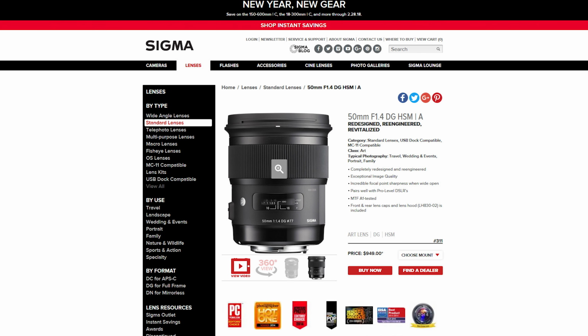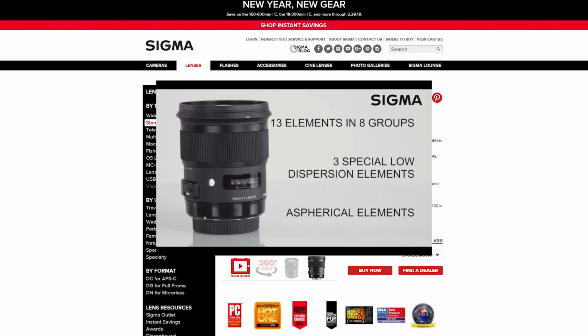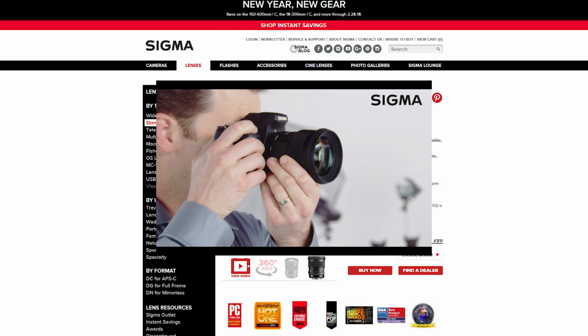Now, it would not be fair to mention 50 millimeter lenses without mentioning the Sigma version. We do not actually own that lens, so I can't put it into this comparison, but the Sigma version is 1.4 as well, just like this. It has autofocus as well. It's $950, so it's way more expensive than both of these lenses. People swear by it, they think it's the sharpest lens out there. It also has the shortest minimum focusing distance at 15 inches.